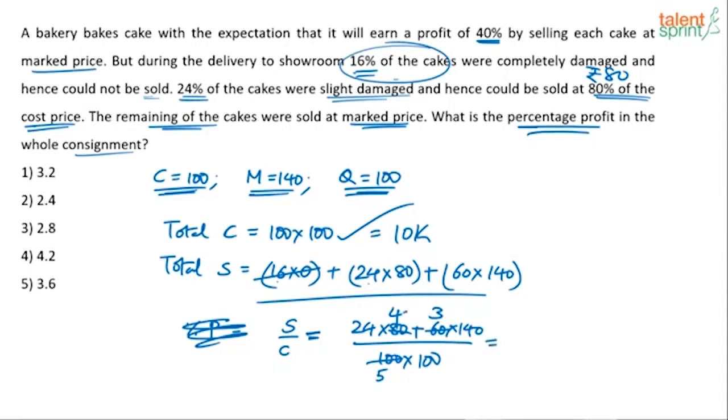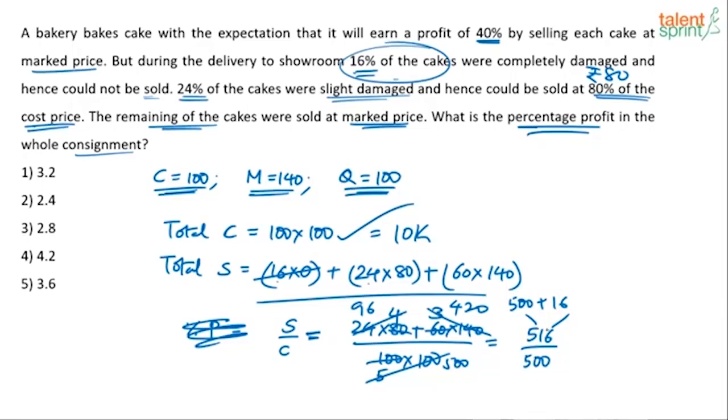Now look at this. 24 into 4 is 96. 3 into 140 is 420. 5 into 100 is 500. So 420 plus 96 is 516 by 500. 516 by 500. So I can now split this 516 as 500 plus 16. So what has happened? See, I have got selling price by cost price. The selling price has come out to be 500 plus 16 divided by 500.